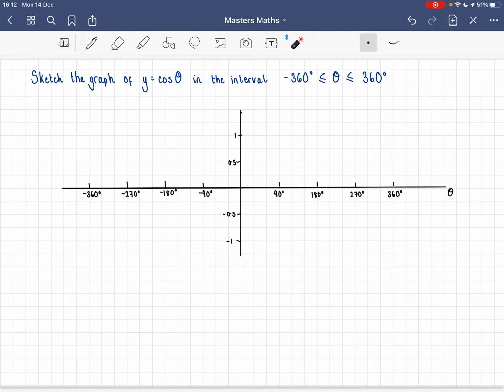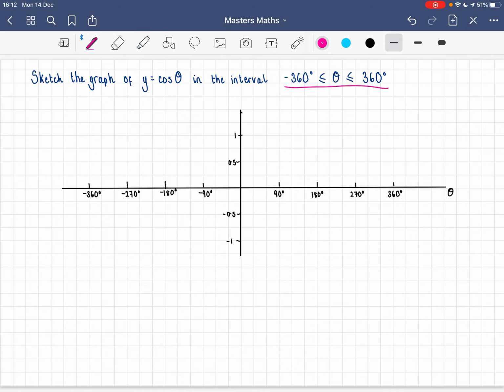I've got my axes ready just to make things a little bit quicker. Sketch the graph of y equals cos theta in the interval -360 to 360. They will always give you an interval. They will always give you this part to tell you how big to draw the x-axis of your graph, because otherwise you could keep going and going. That determines how many solutions there are, like for the next question, where you'll be asked how many different values of theta give you cos theta equals -0.5, for example.